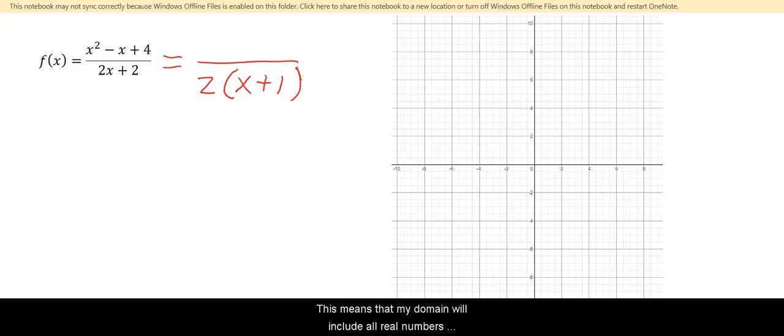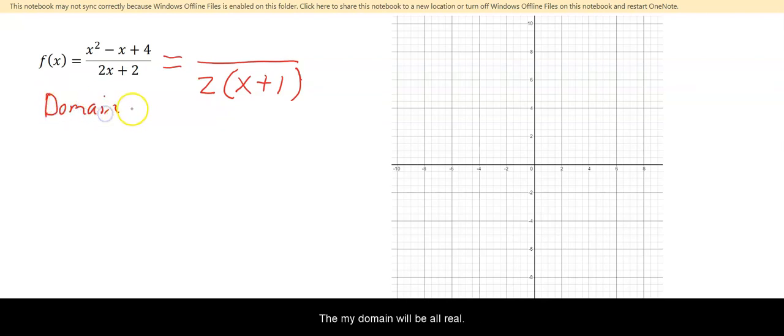This means that my domain will include all real numbers except the solution for the factor x plus 1, which is x equal negative 1. I will have to throw out x equal negative 1. So my domain will be all reals except negative 1. What about the numerator?